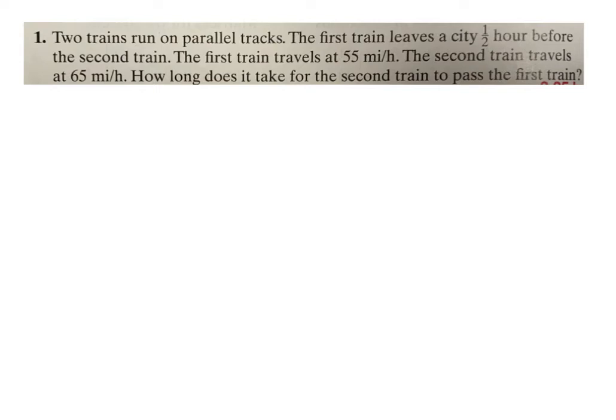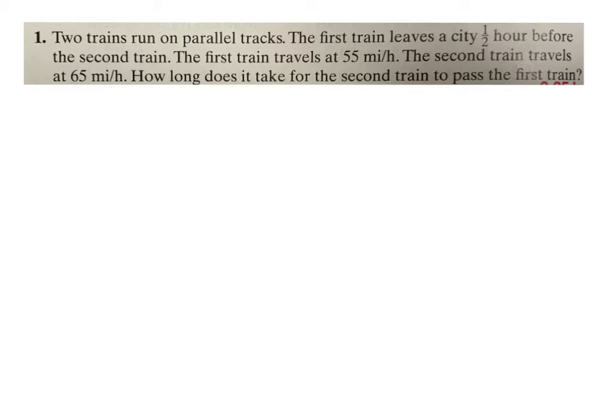So this is two trains run on parallel tracks. The first train leaves the city half an hour before the second train. The first train travels at 55 miles an hour. The second train travels at 65 miles an hour. How long does it take for the second train to pass the first train? So when will they be at the same point?